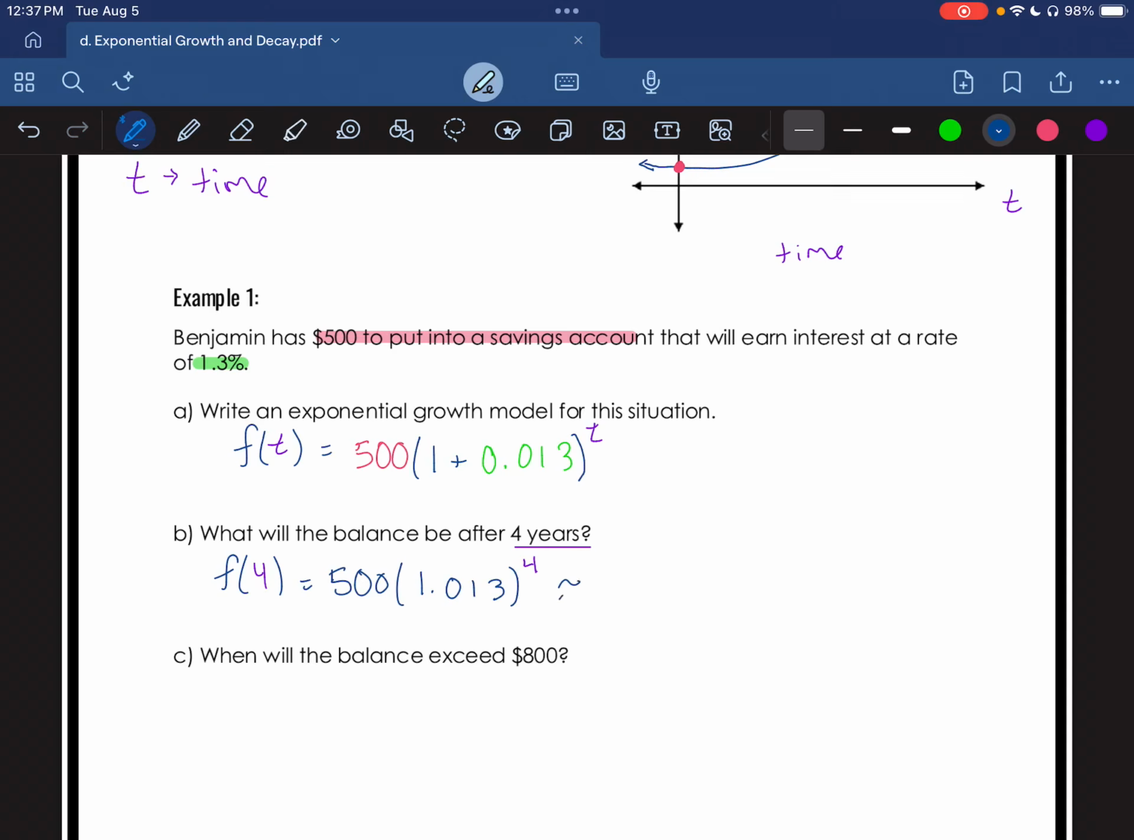And I'll get out about $526.51. So like I said, after 4 years, not growing a whole lot.